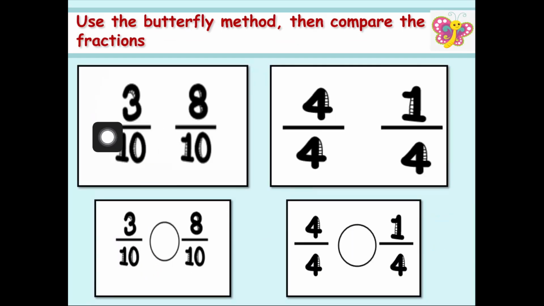All right, so here we have 3/10 and here we have 8/10. On this antenna over here, you should have the number 30. And on this antenna over here, you should have the number 80. So 8/10 is greater than 3/10. For this question over here, you should have, for this antenna, a 16, and for this antenna, a 4. So 4/4 is greater than 1/4.